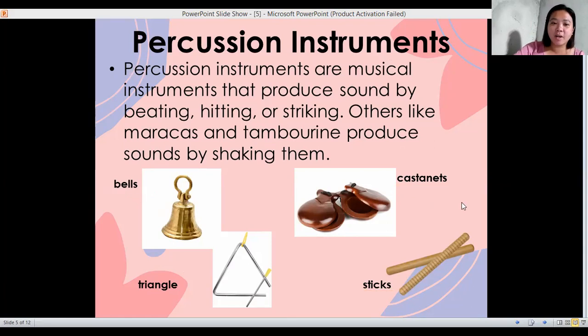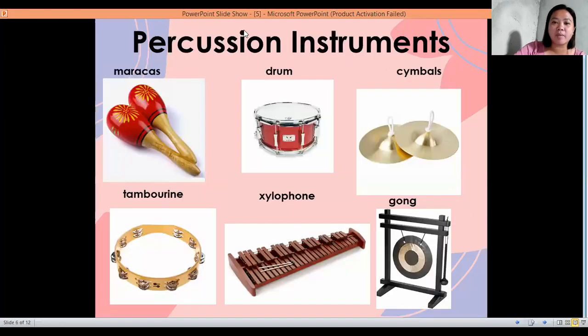We have another one, of course, the maracas. A drum, cymbals. Tambourine, xylophone, and a gong, diba? You hit, you shake, you strike these instruments. So if you shake, hit, or strike, then it is a percussion instrument, okay?